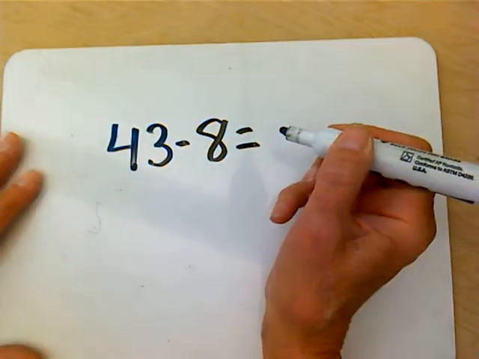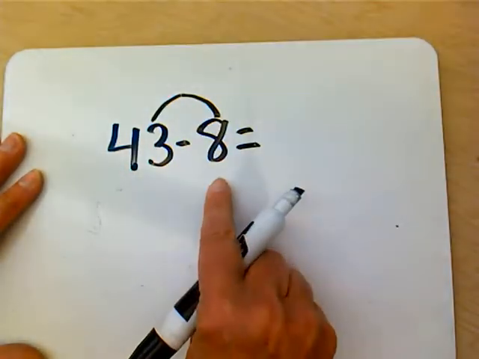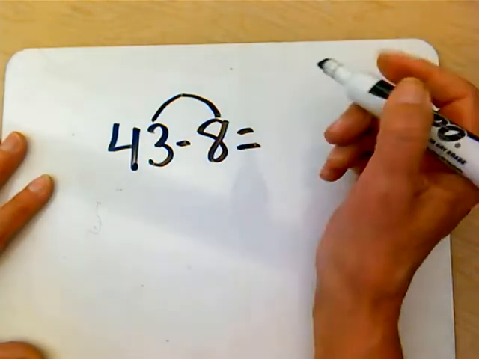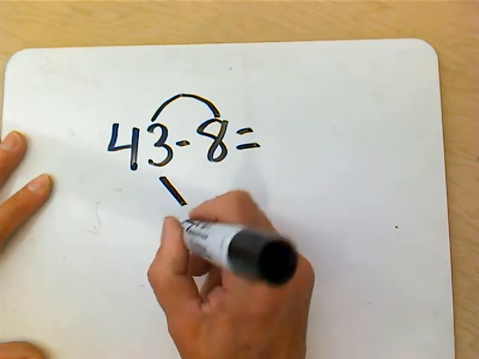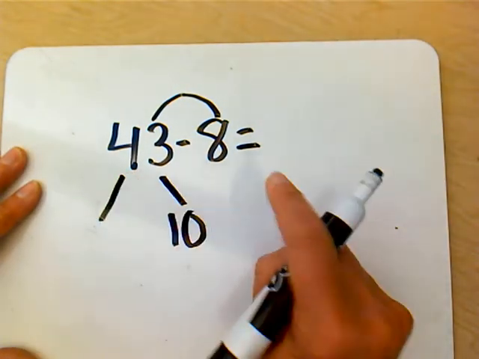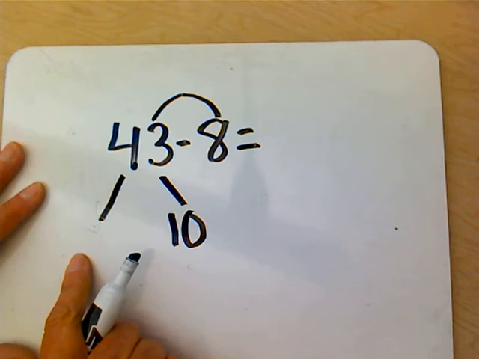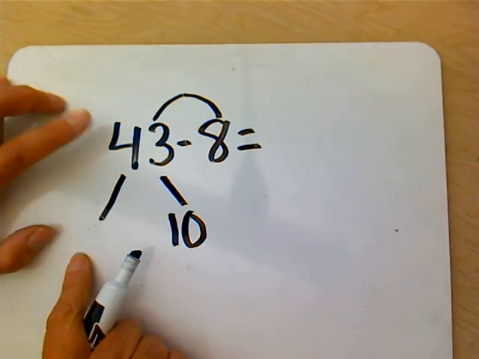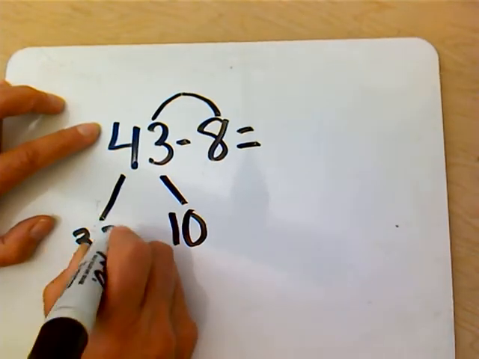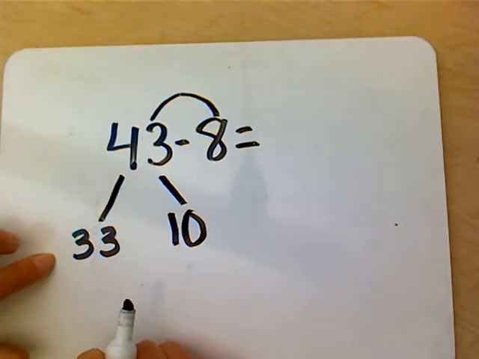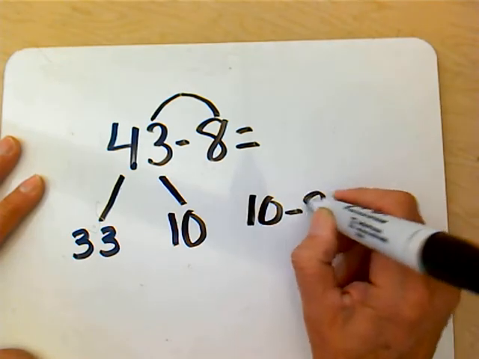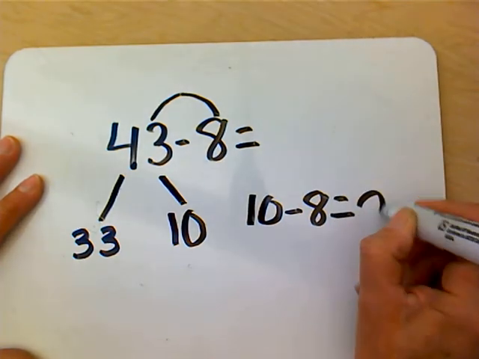Let's take that problem one step further and do 43 take away 8. Again, I have a problem. I can't take 8 away from 3. That's not going to work. So I'm going to pull a group of 10, because 10's easy to subtract from, and I have to think about the opposite side of my number bond. If I count back from 43 by 10, that gives me 33. So from 4 tens to 3 tens. Now, easy subtraction. 10 take away 8 equals 2.